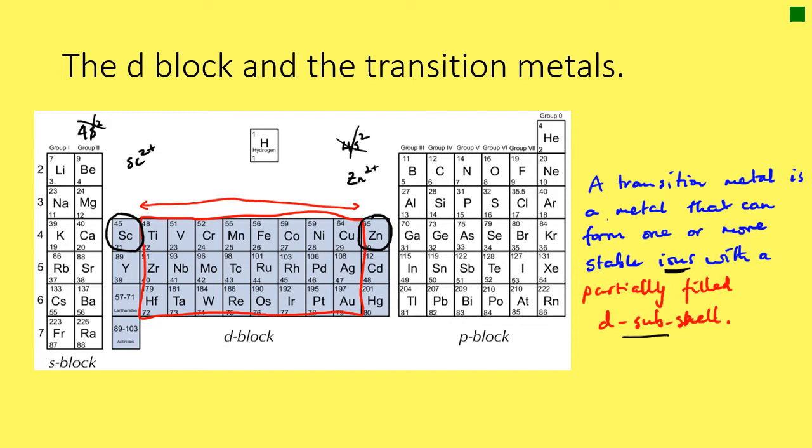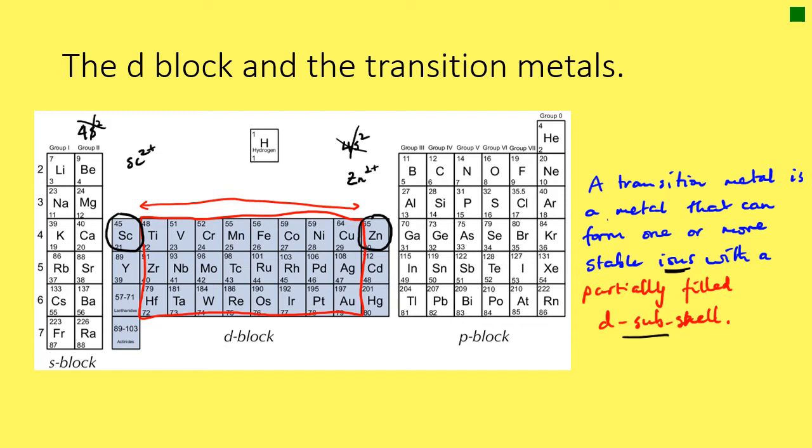So these are transition metals, and these from scandium downwards and from zinc downwards are not transition metals. They are D block elements but not transition metals, and we'll explain why. We'll explain why with a definition of a transition metal.